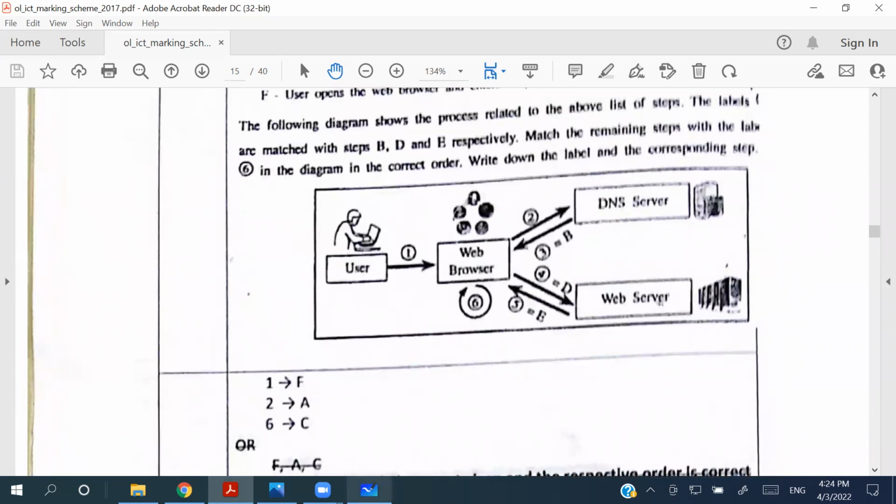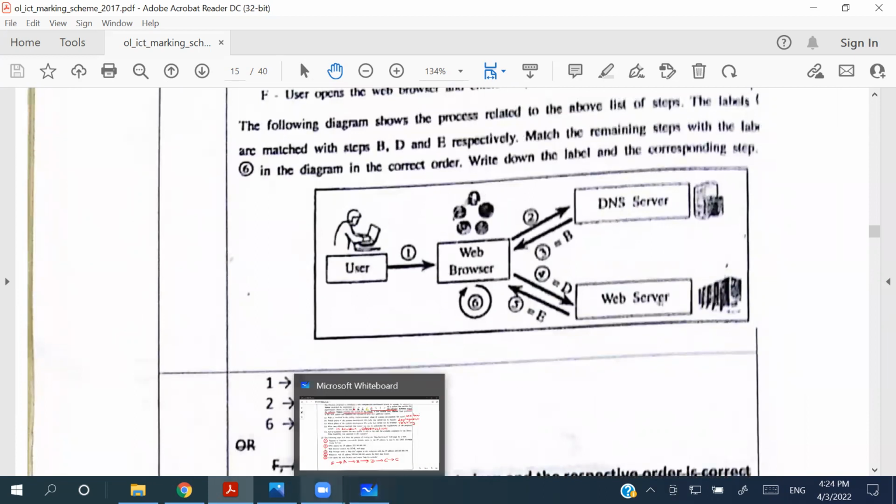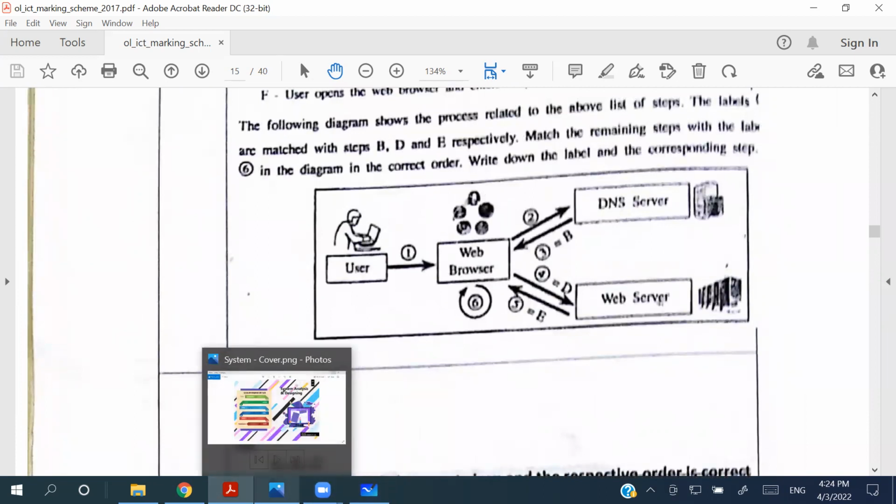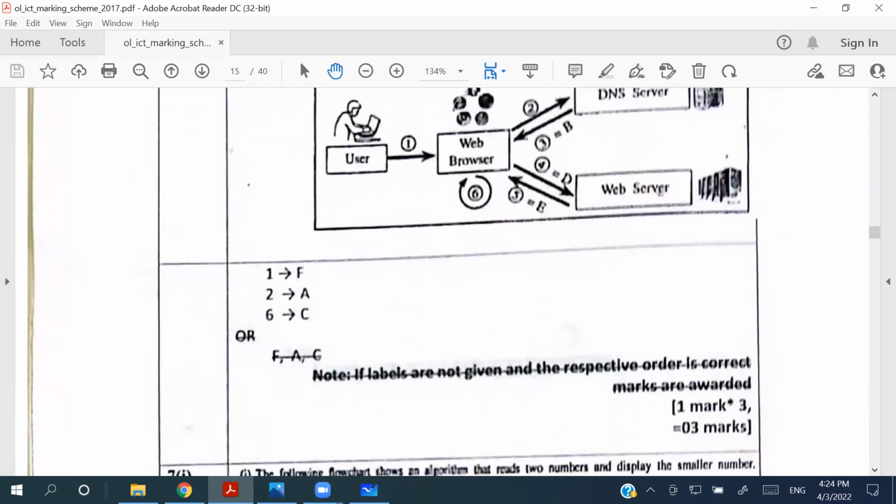Okay. They have given some picture name. I missed that. Anyway, so they are asking the values. So 1 is F, 2 is A, and 6 is C. So that is how you are going to take 3 marks.